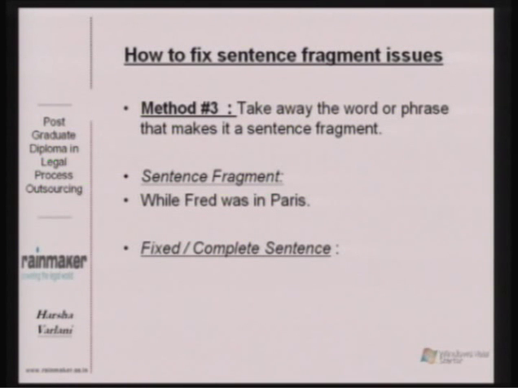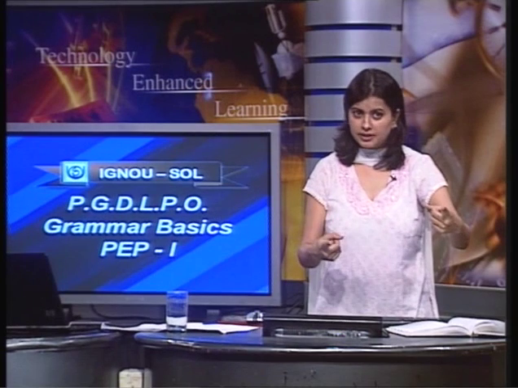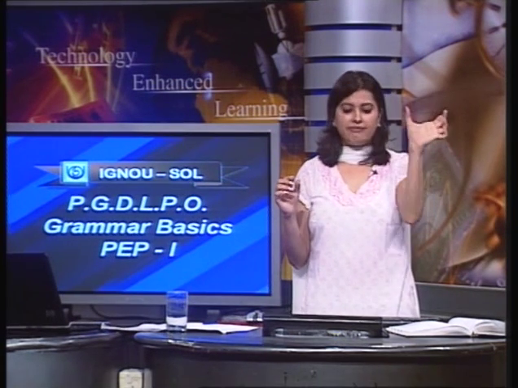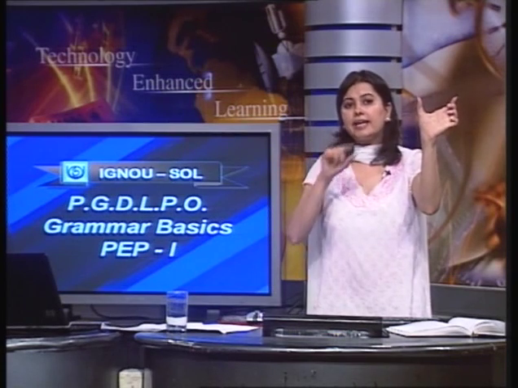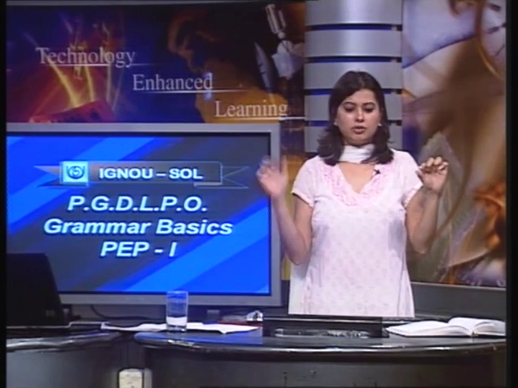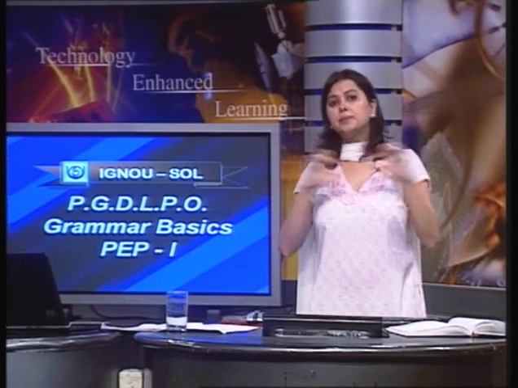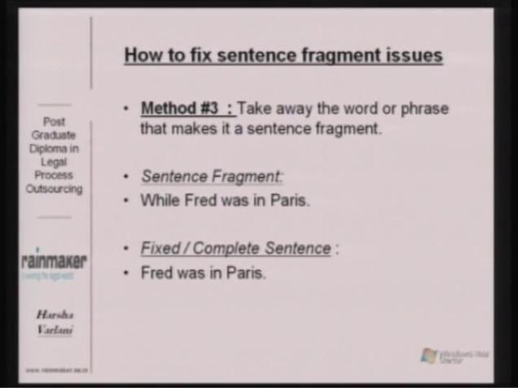If you just want to say Fred was in Paris, if that is all you want to convey, then you can remove the word "while", as it is fixed as "Fred was in Paris." If that is all you want to communicate, then leave it at "Fred was in Paris." You can remove the word "while", because the word "while" is making it a sentence fragment. If I say "while Fred was in Paris", then I have to add another part to complete my sentence. What happened while Fred was in Paris?